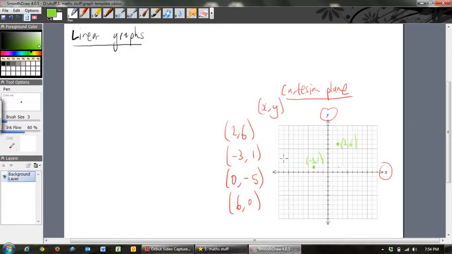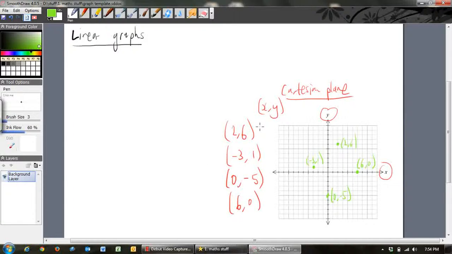(-3, 1), that's it. Here, the x value is 0. In other words, it doesn't move anywhere, left or right. But then the y value is -5, so this point is 1, 2, 3, 4, 5. That's that point down there, (0, -5). We'll just label it like that. And the last one has an x value of 6: 1, 2, 3, 4, 5, 6. And a y value of 0. In other words, it doesn't go up or down, it just sits right there on the line. So that's (6, 0). So there are a couple of points.